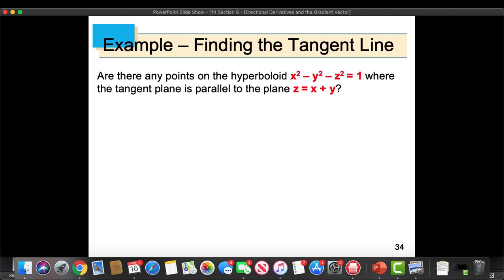All right, to finish off this lesson, this is actually a really interesting example. I really like this one, and you have one very similar to it in the homework, like 1 or 2 of these. So let's pay close attention. The question is, are there any points on the hyperboloid x squared minus y squared minus z squared equal to 1 where the tangent plane is parallel to the plane z equals x plus y? So again, we're talking about some sort of tangent plane that is parallel to this given plane here. Are there any points?